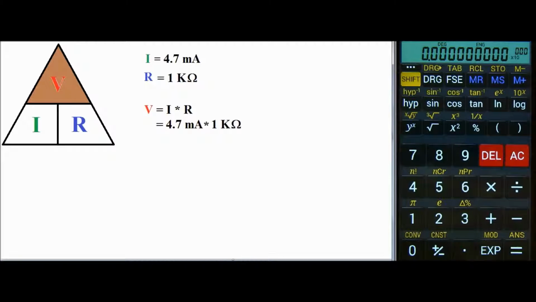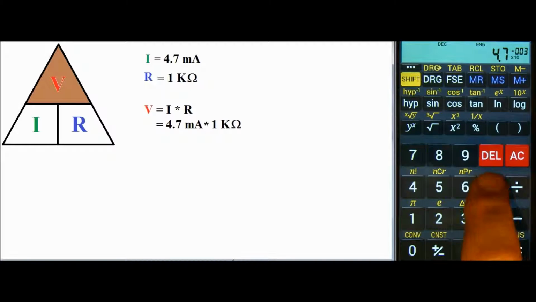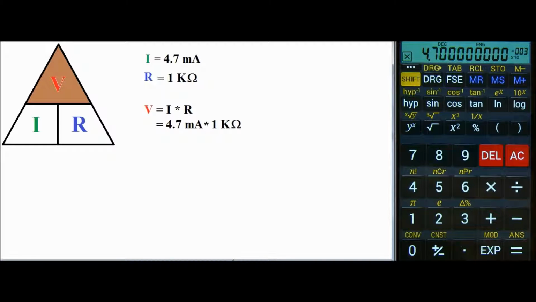So let's go ahead to the calculator. I have 4.7. Now milli is minus 3, so I hit exponent plus or minus 3, times 1K. 1K is 1 to the third power, so 1 exponent 3. And that gives us an answer of 4.7.